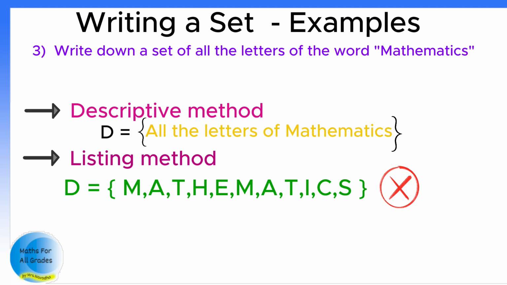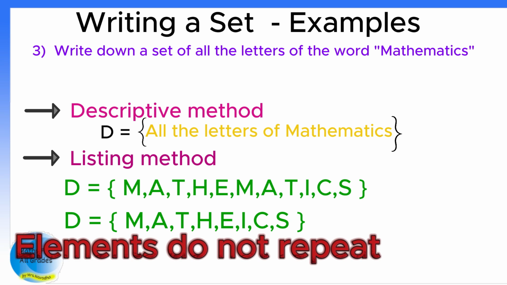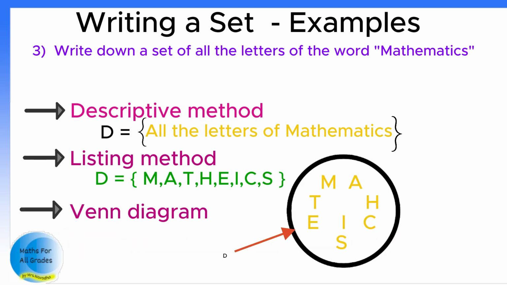So how are we going to write it? B equals, open a curly bracket, then write down the letters of mathematics without repeating. So this one is the correct one because you can see the elements do not repeat here and every letter is written in this set. So we learned something new here. What is that again? Elements in a set do not repeat.